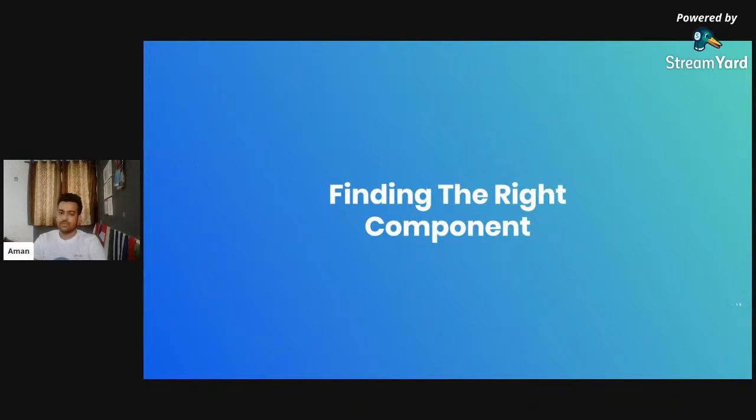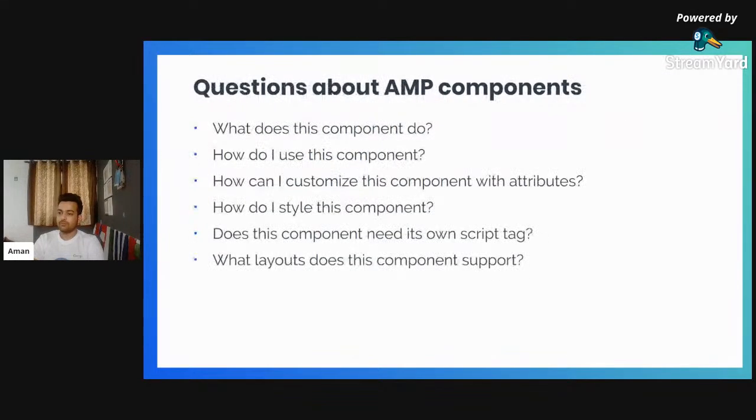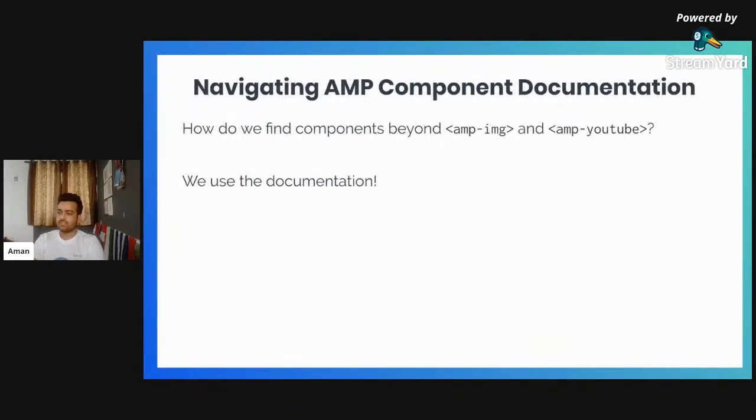And finding the right component can be a regular game for you. You just need to navigate to that component, like AMP image or AMP YouTube, and that's how you have to do that. I already showed you the example of how you can find the right component.